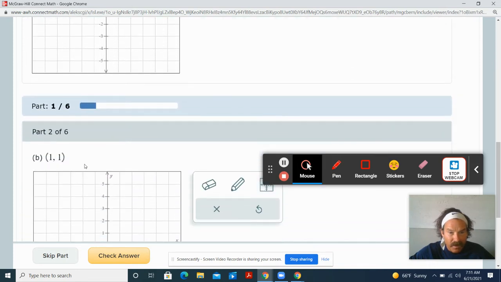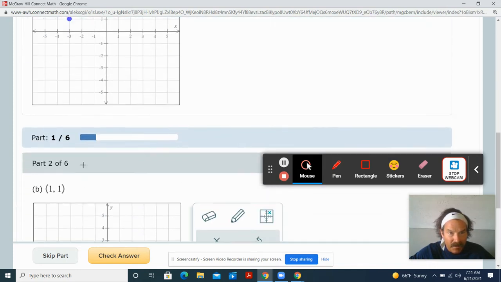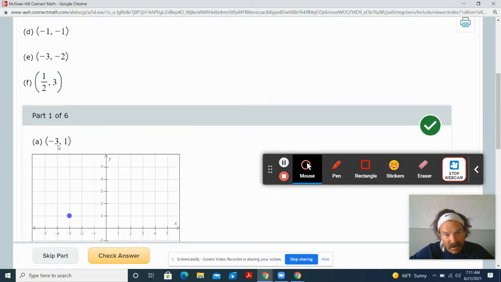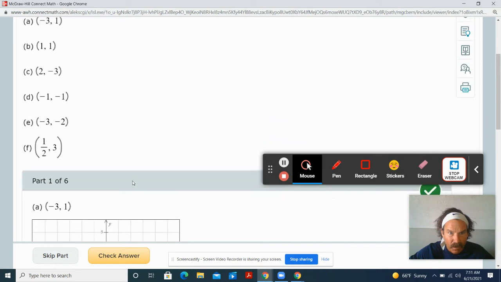Okay. And all these are very similar. They give you what's called an ordered pair. X comes before Y, and so the order is important.